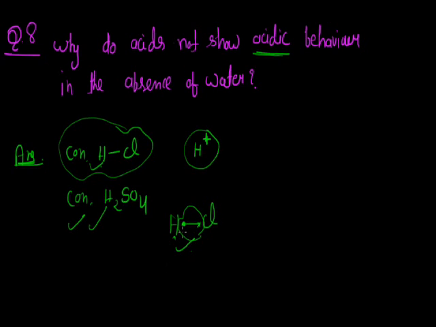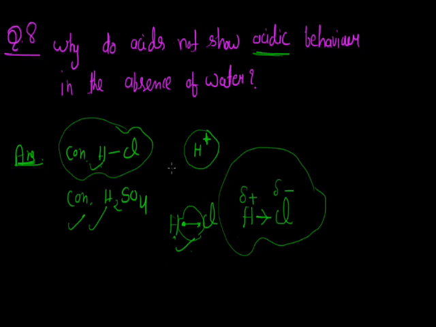Now the second question arises: the electronegativity of Cl is more than H. So we can say that in HCl, this bond pair is shifted more towards the Cl atom compared to hydrogen. So in this case, Cl has a delta negative charge and H has a delta plus charge. So concentrated HCl is a polar molecule. Although it has delta H plus, it does not have completely H plus. That's why concentrated HCl or concentrated H2SO4 does not act as an acid.